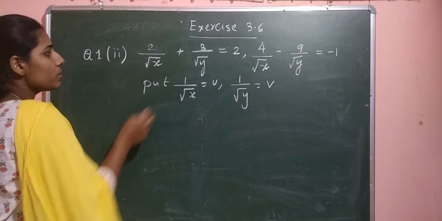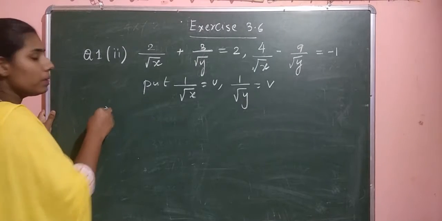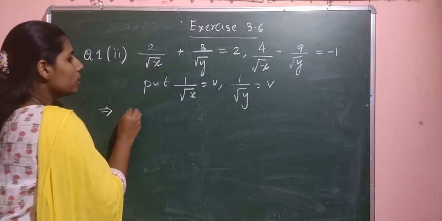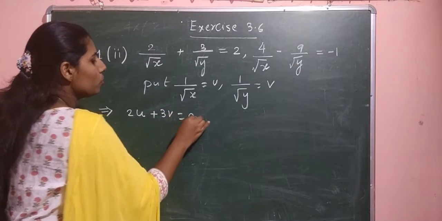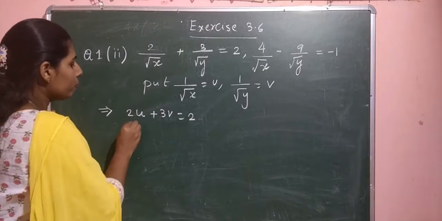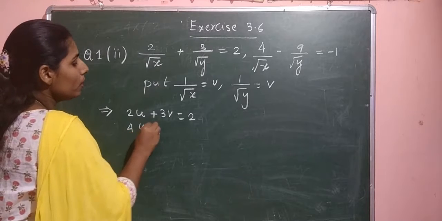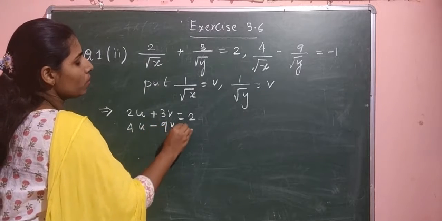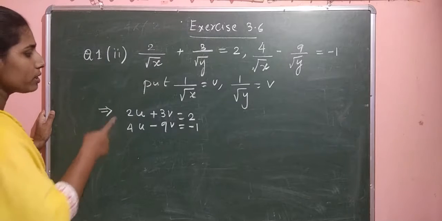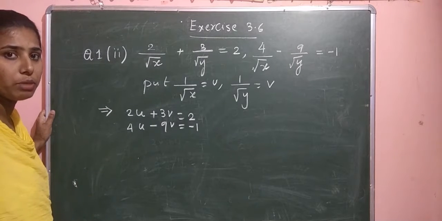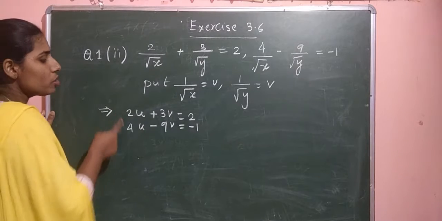Okay, so we will change the above given equations. So we will get here 2u plus 3v is equal to 2, and for the other we will get 4u minus 9v is equal to minus 1. Okay, so we have just converted in the form of new variables u and v. Now we will solve this.